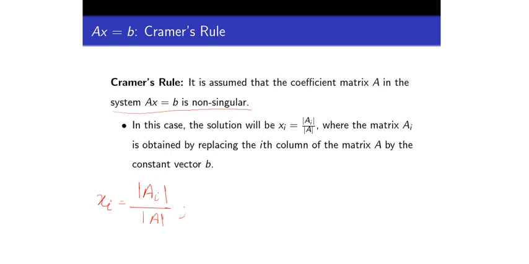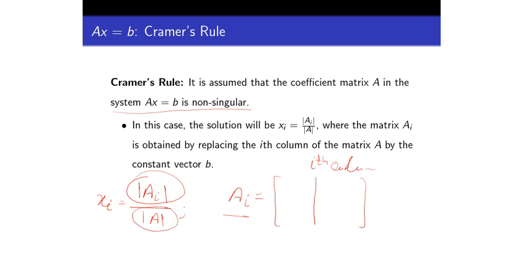What is determinant of Ai? Ai is the matrix A only, where the ith column is replaced by the constant vector b. Then you obtain a matrix Ai, find its determinant and substitute here. Similarly, you have to find the determinant of A.